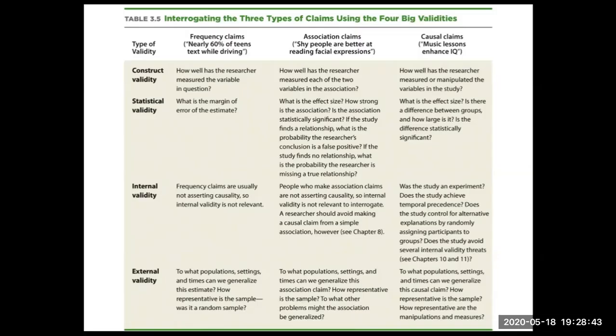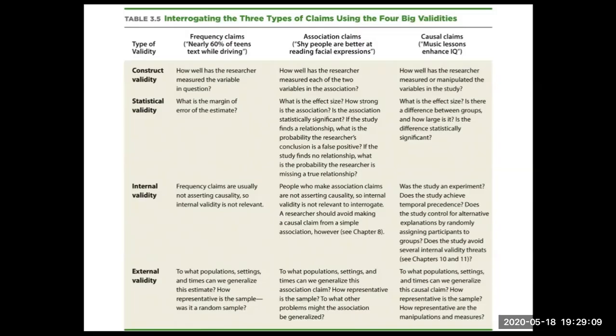In an association claim or correlation, we have 2 measured variables. So how well did they measure each one? Remember, now you know, towards the end of class, we call them the predictor and criterion variables. And of course, for causal claims, we have at least 1 IV with 2 levels and 1 DV. So how well did the researcher measure the measured variable and manipulate the manipulated variable?